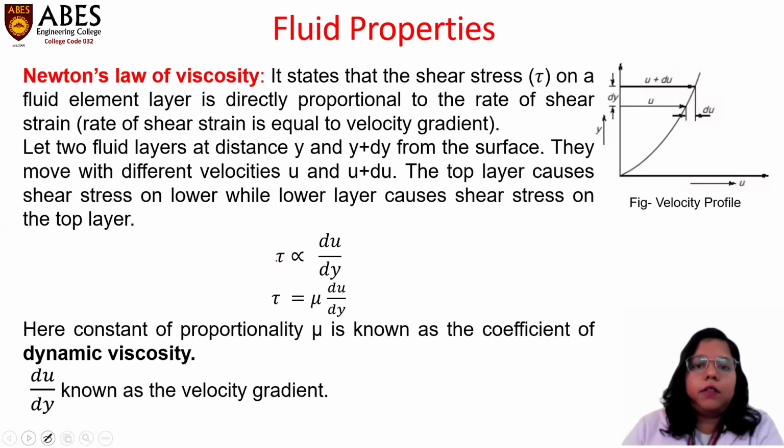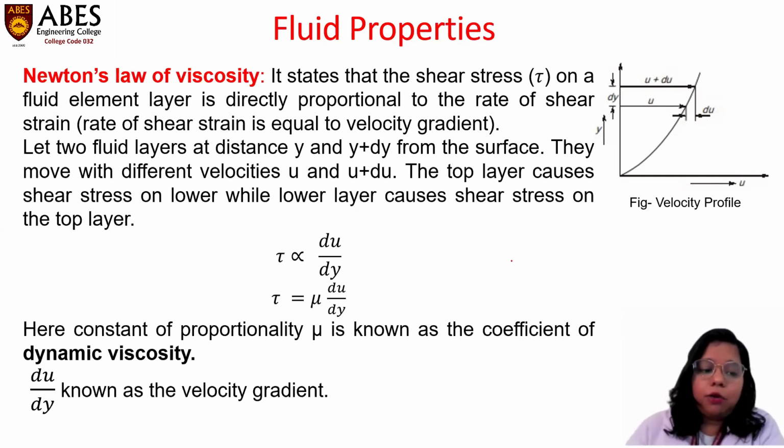Here, the shear stress tau is directly proportional to the velocity gradient, that is, the rate of shear strain, du over dy. When we remove this proportionality, a constant comes in, which is mu. The constant of proportionality is mu, which is known as the coefficient of dynamic viscosity, and du over dy is known as the velocity gradient.